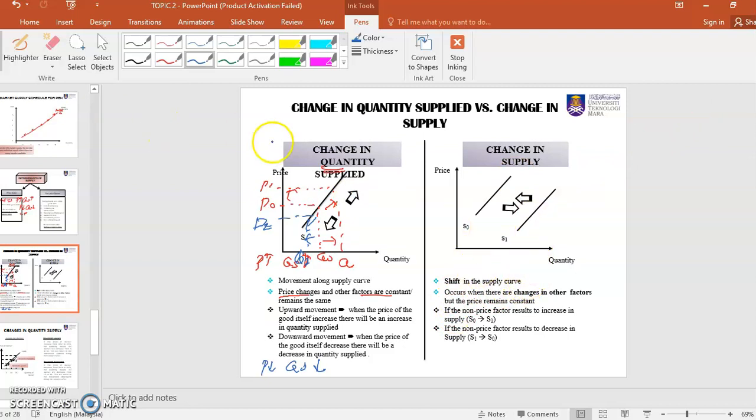Change in supply, a shift in the supply curve, either shift to the right or shift to the left. If shift to the right, S0 to S1. If left, S1 to S0. Okay, it occurs when there are changes in other factors but the price remains constant. Price is constant, the price does not change. But what causes it to shift left or right is other factors. These are its other factors.